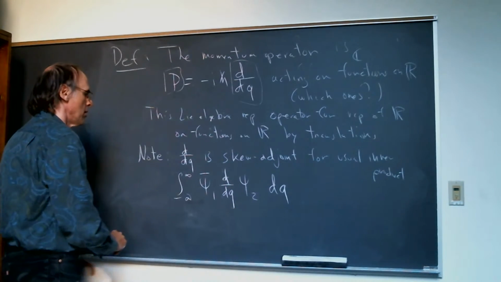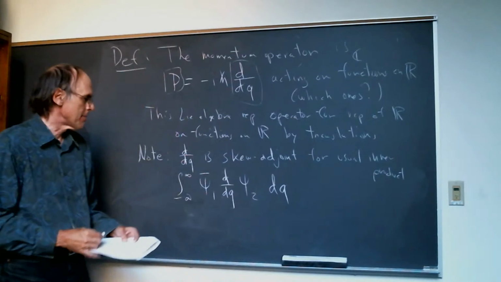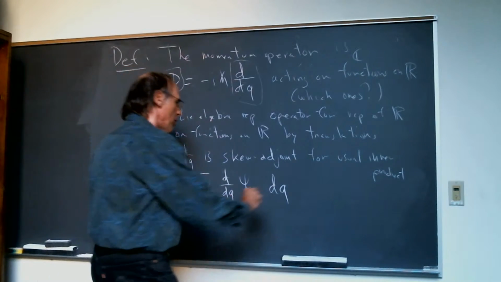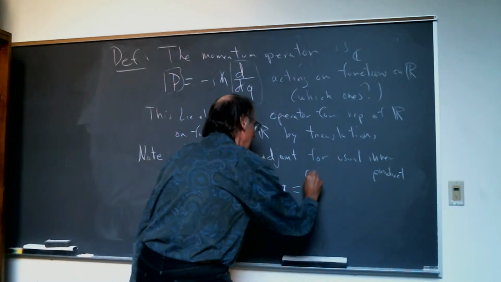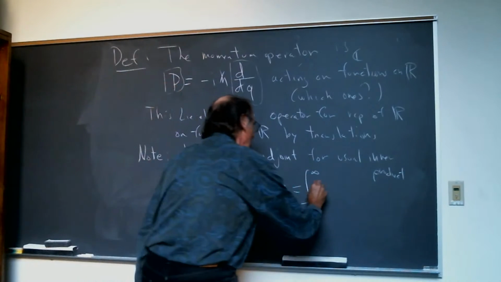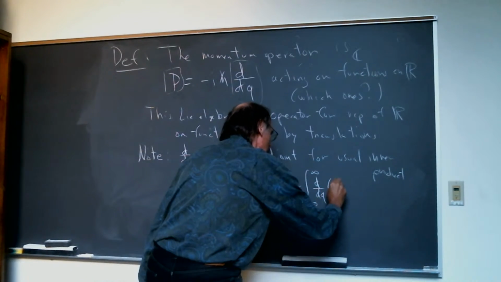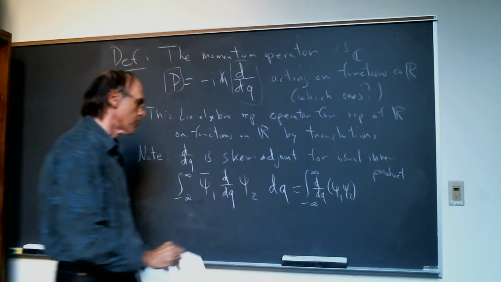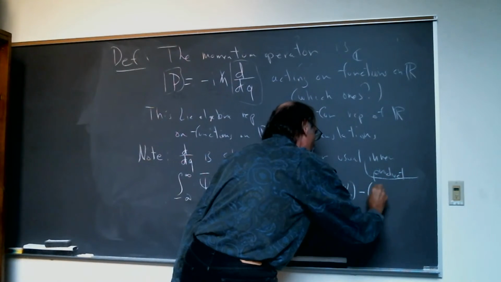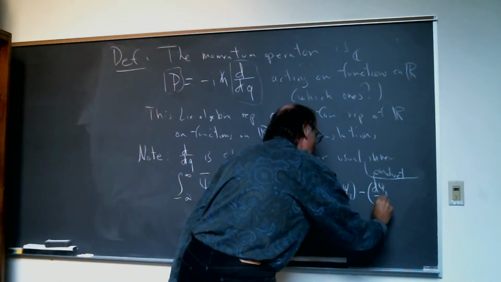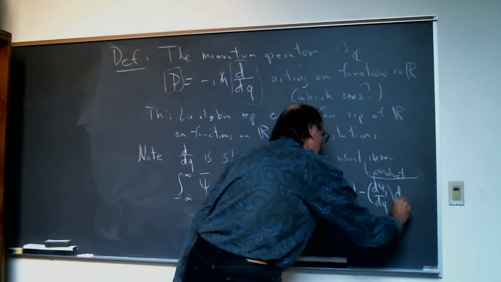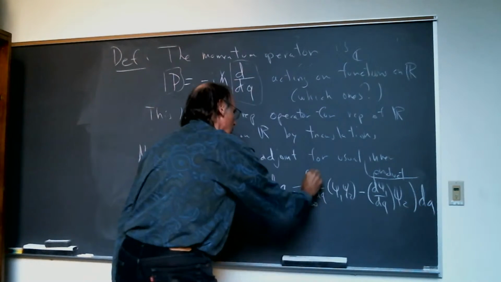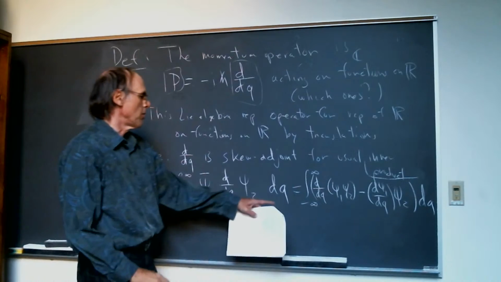So this is the same thing. Then you can rewrite this as an integral from minus infinity to infinity of the derivative of psi 1 times psi 2, and then minus psi 1 times the derivative of psi 2, dq. Okay, and then the point is that this guy.